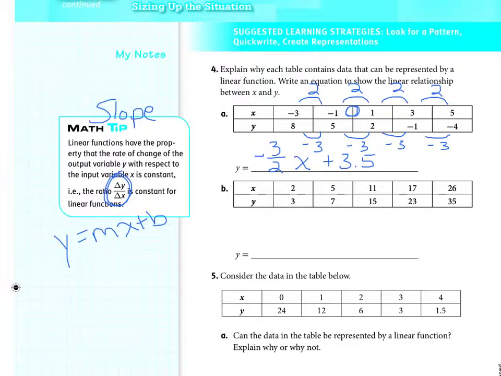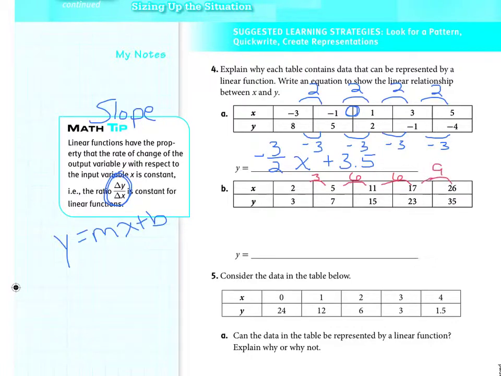That's halfway between 5 and 2. Or I could have written 7/2, right? Let's look at the next one. I'll change colors here. We're going up by 3, up by 6, up by 6, and this is up by 9.